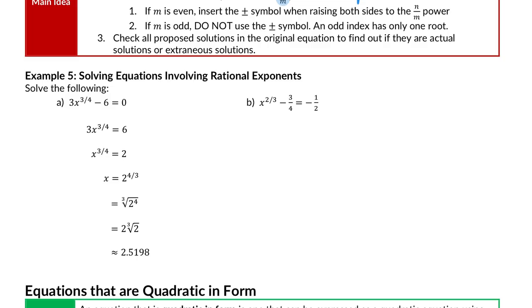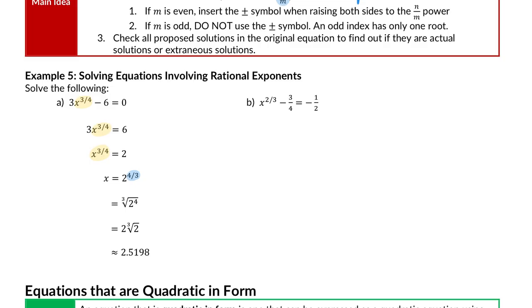You see, I've done the first one for you again, where we're isolating first the term with the powers, which means we were isolating this guy. We had to add 6 to both sides, and then divide by 3 to isolate the term with the fraction power. After that, we raise both sides to the reciprocal power. Notice the reciprocal power is 4 over 3. It essentially cancels out the 3 over 4 power, so that just becomes x.